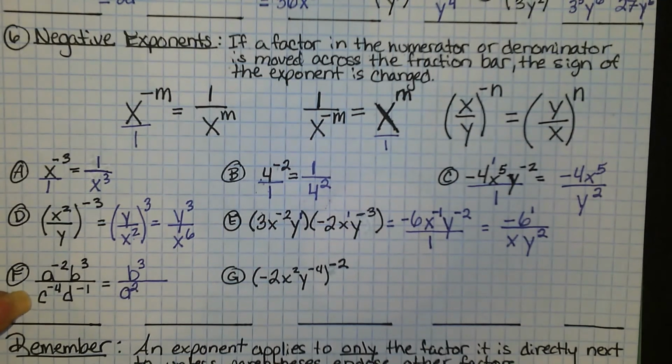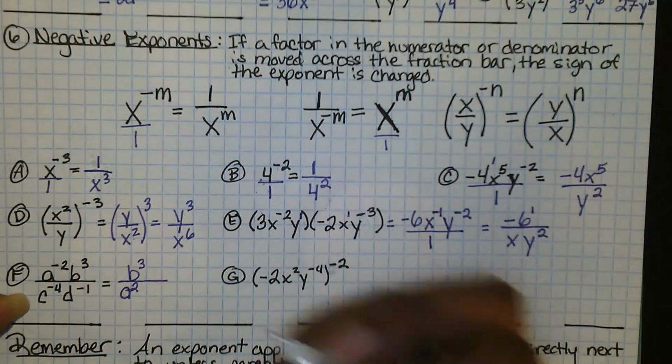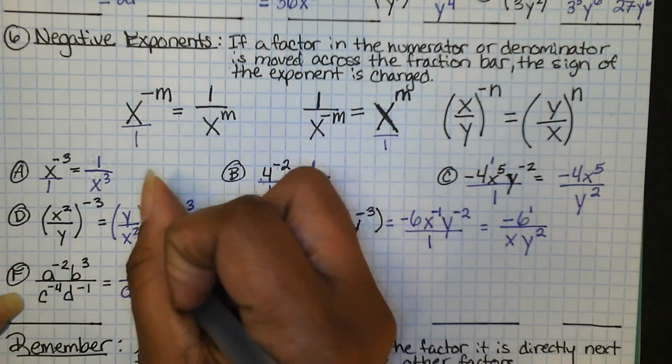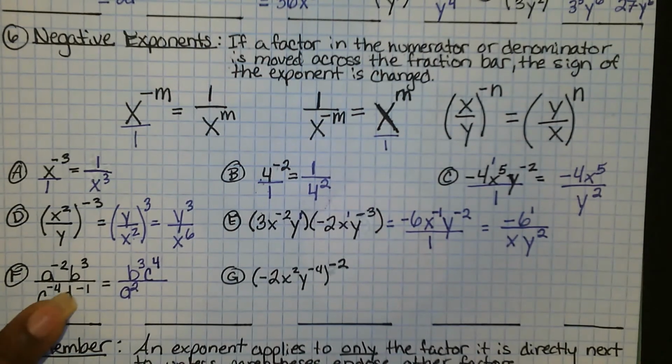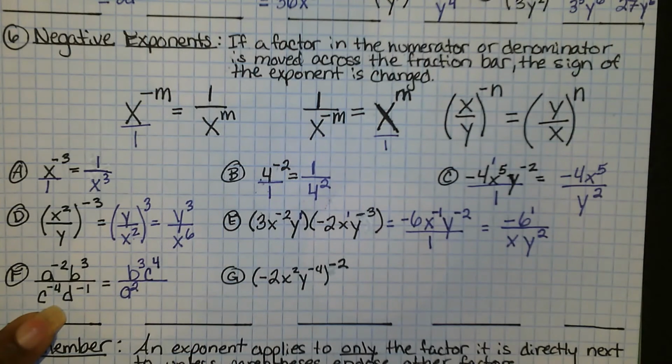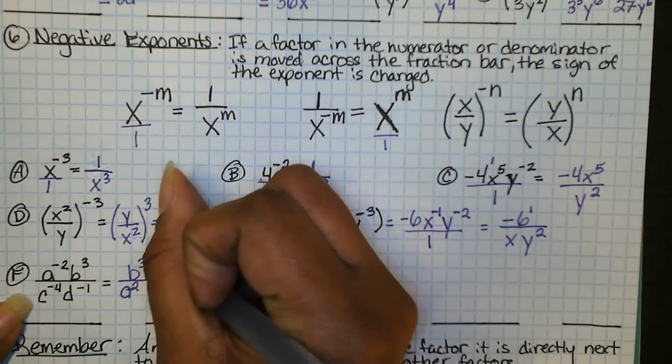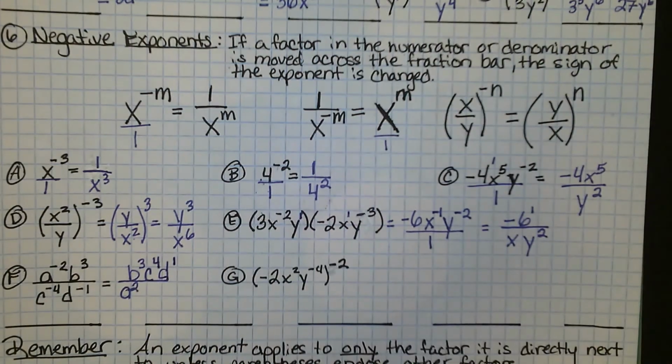C to the negative 4th power. Negative 4th power, which means it's in the wrong spot. So c needs to move up in the numerator. And then d is also raised to a negative exponent, so that means d also needs to move up. So we will end up with b cubed y to the fourth d divided by a squared.